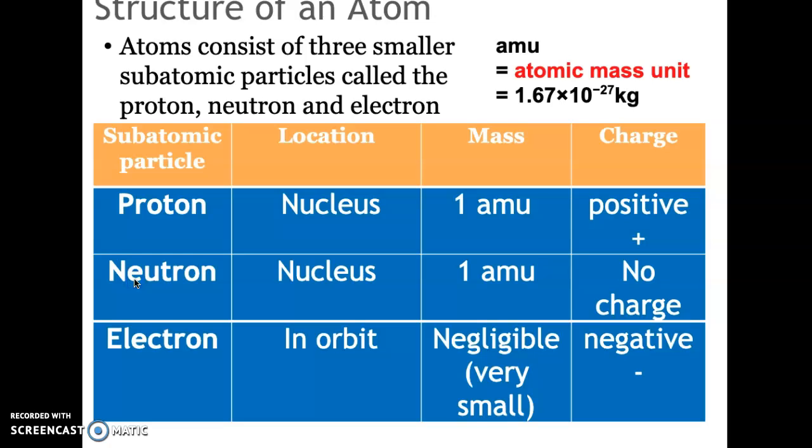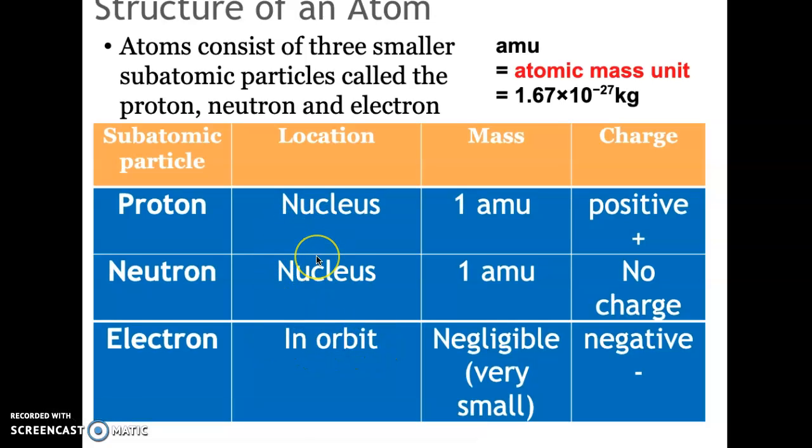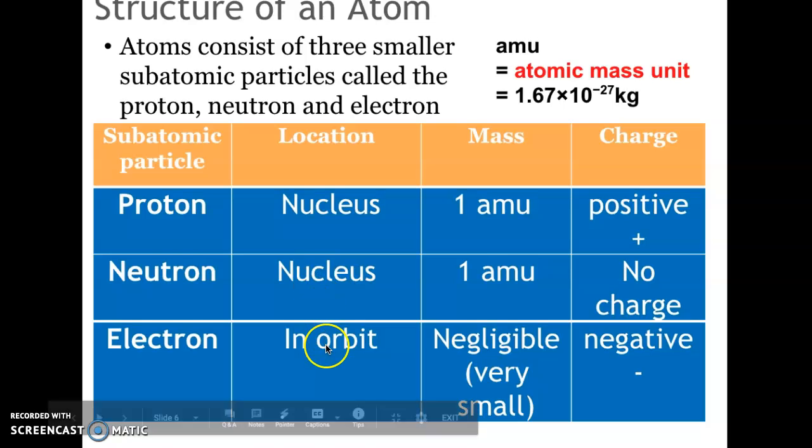And then the last one is an electron. This is in orbit around the nucleus, and again I'll show you a picture on the next slide. It has a very small mass, even smaller than the proton and neutron. And it has a negative charge.